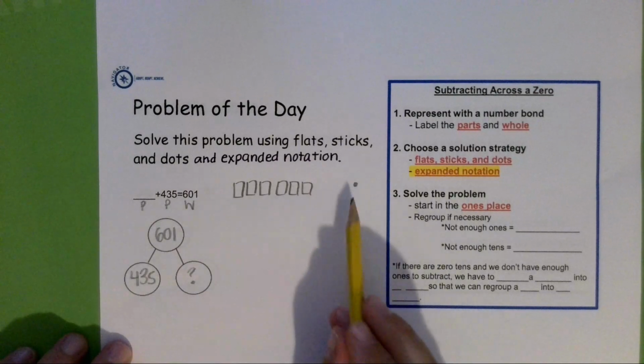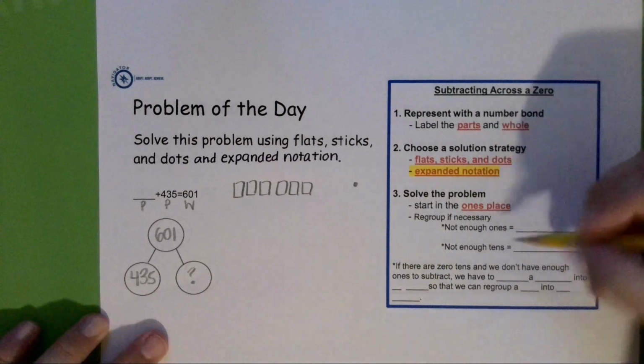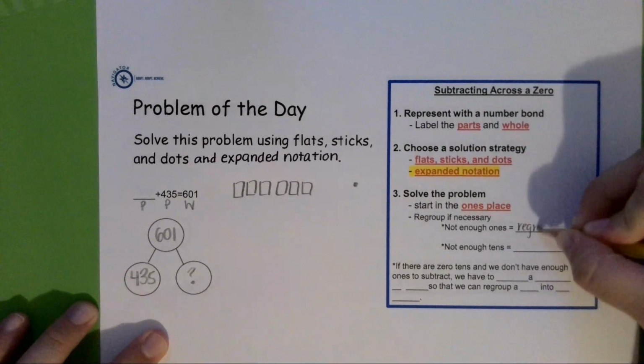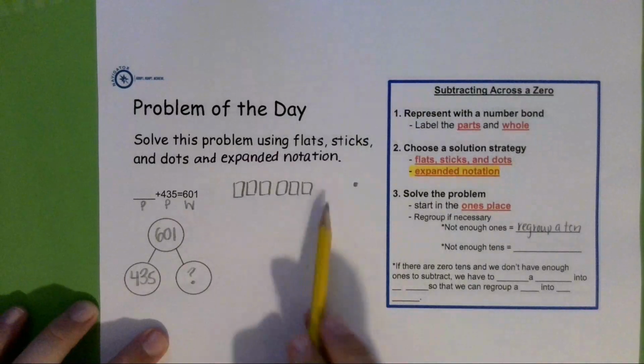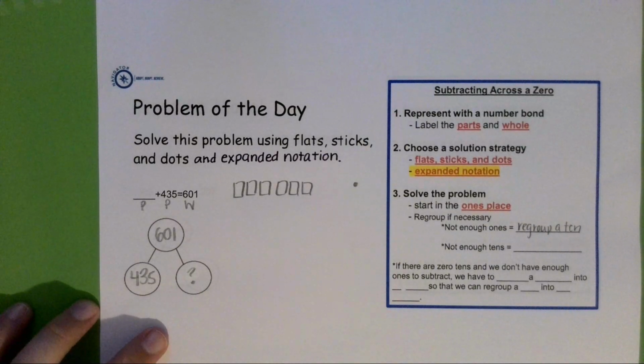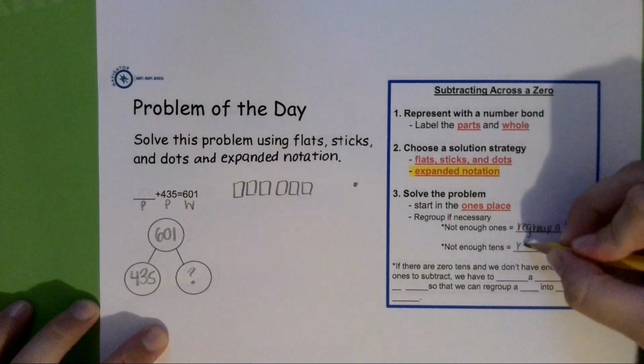But we only have 1. What do we do if there are not enough ones? Say it out loud. Right, we regroup a 10. But we don't have any 10s. So what do we do if there are not enough 10s to subtract? Say it out loud. Right, we regroup 100.